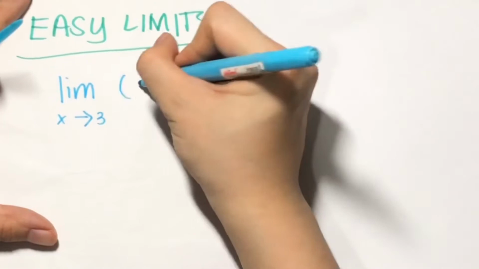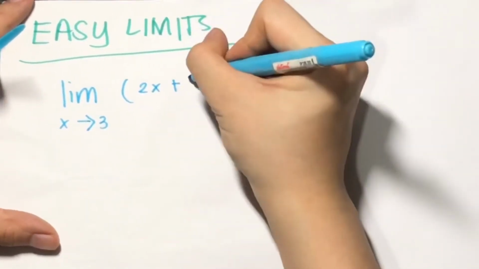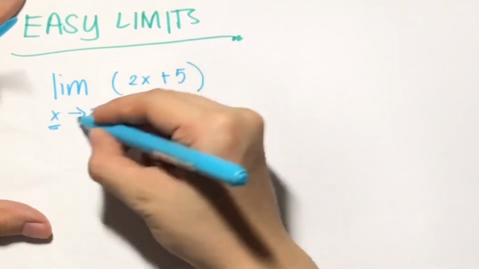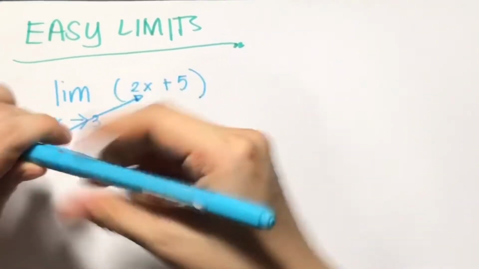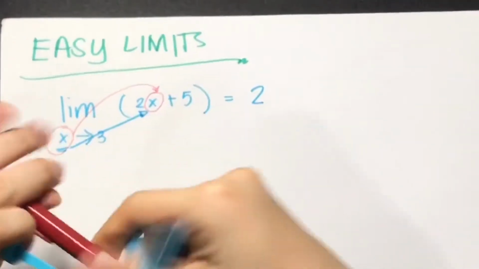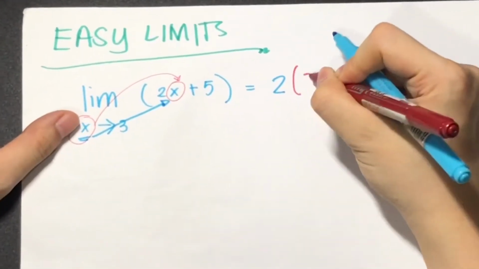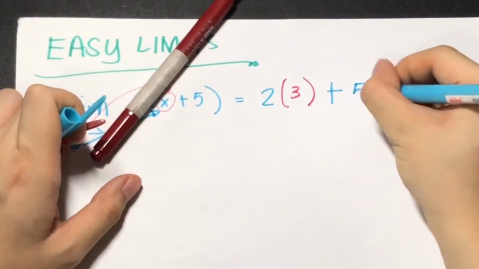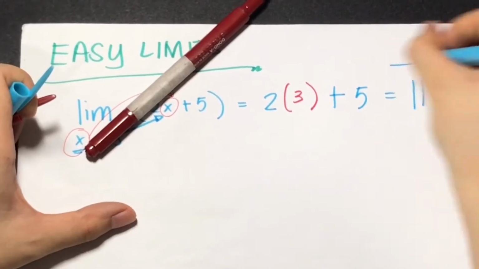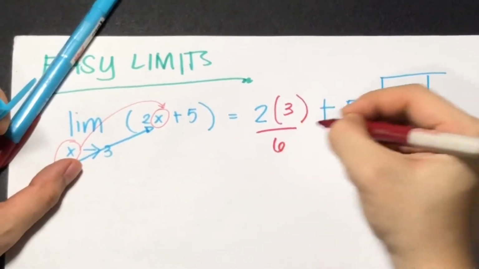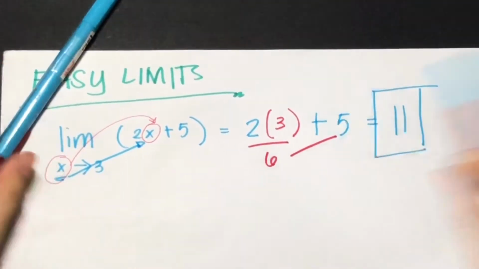Given the limit as x approaches 3 of 2x plus 5, you're just going to substitute the value of x. What you are going to do is change the value of x to 3, multiply it by 2, and add 5. It will be equal to 11, because 2 times 3 is 6, plus 5 equals 11.